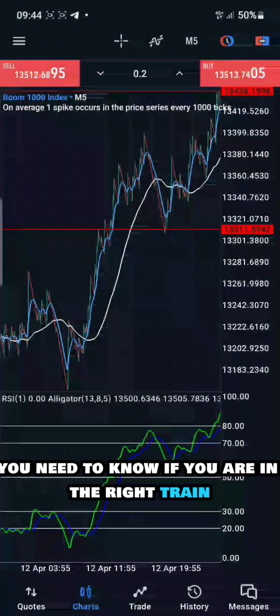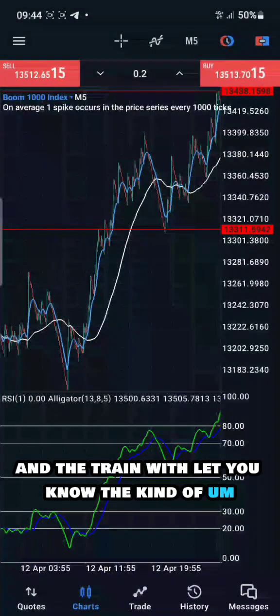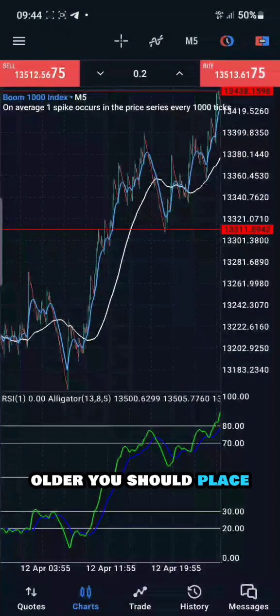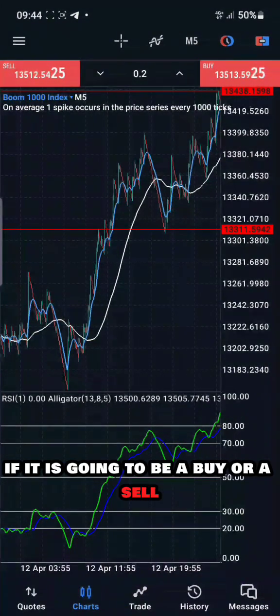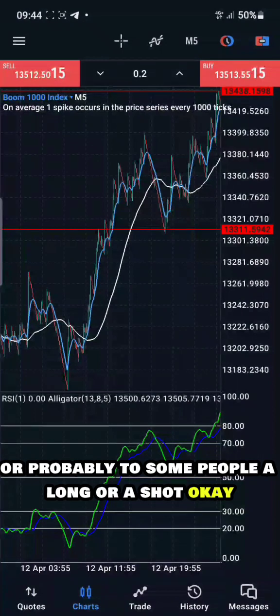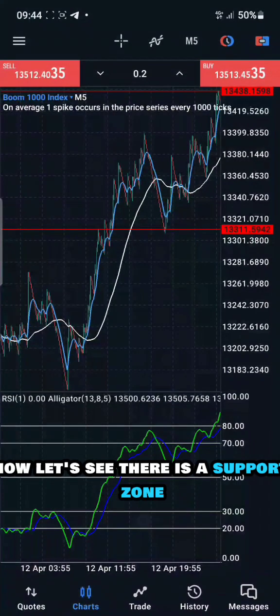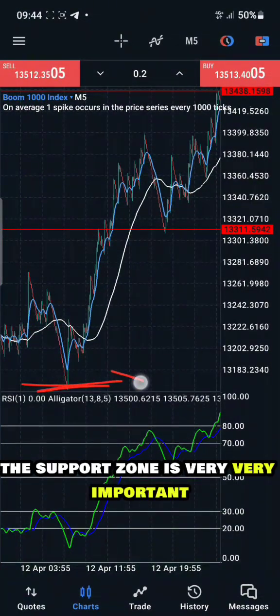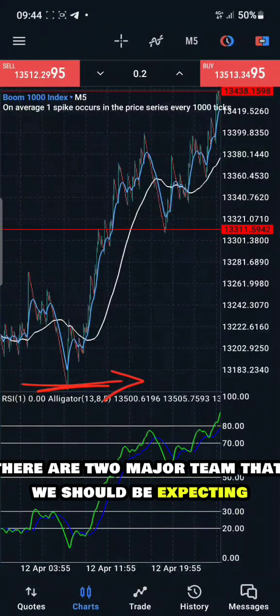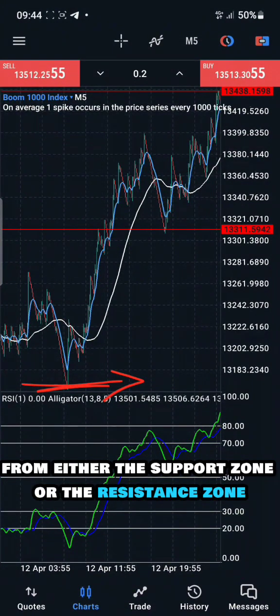You need to know if you are in the right trend, and the trend will let you know the kind of order you should place, if it is going to be a buy or a sell, or probably to some people a long or a short. It all depends on you. Now let's see. Here is a support zone. The support zone is very, very important. There are two major things that we should be expecting from either the support zone or the resistance zone.